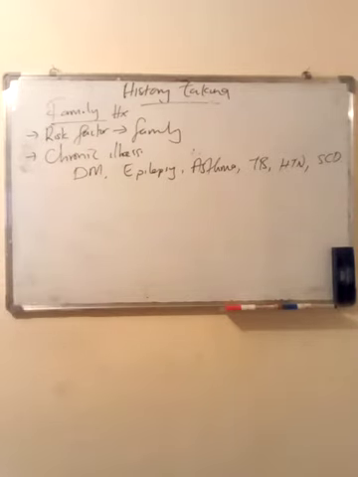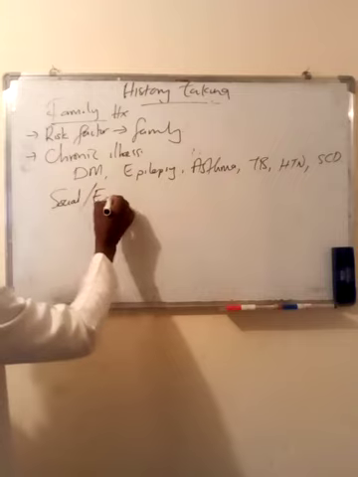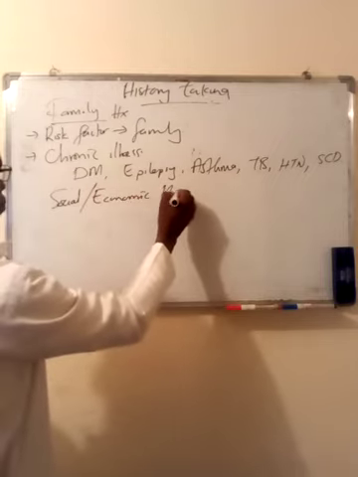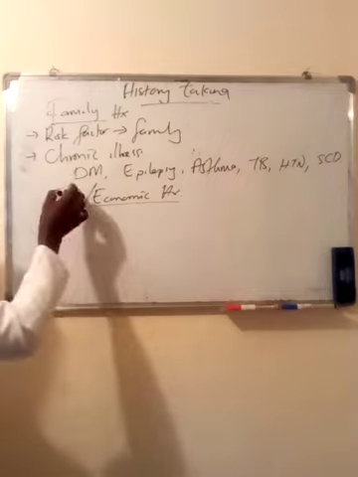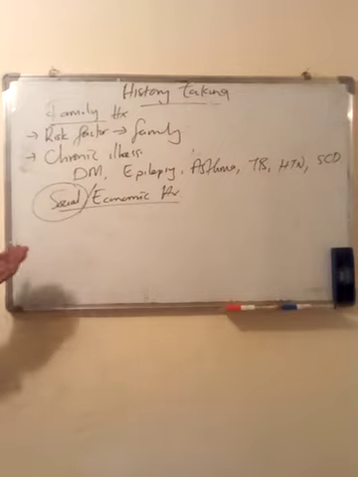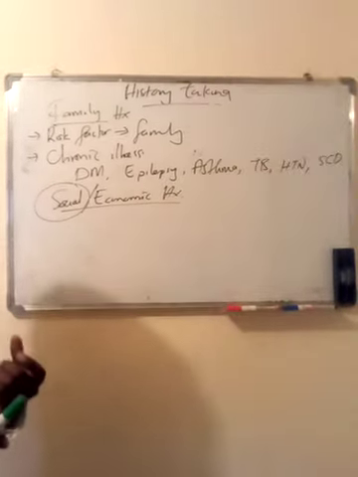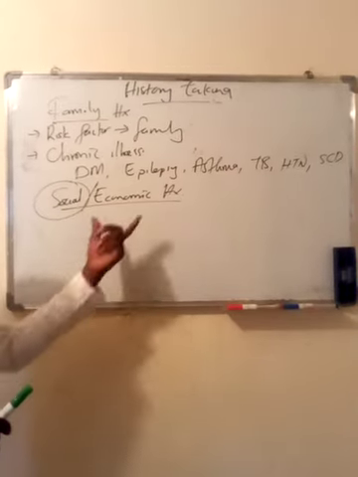Then let's look at social and economic history. Now, the reason why we want to take a social history and the economic history of the patient: number one, under social, we want to look at the risks of them acquiring certain conditions. What is the risk of the patient acquiring certain conditions?